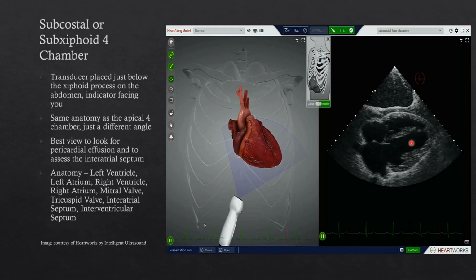So left ventricle here, mitral valve, left atrium, right ventricle, tricuspid valve, right atrium, and here we see our interatrial septum or interventricular septum, and our liver is up here. It's also a good view to interrogate the interatrial septum with color flow Doppler to ensure that there is no color crossing, no shunt or patent foramen ovale. Color flow crossing over from one side of the heart to the other.